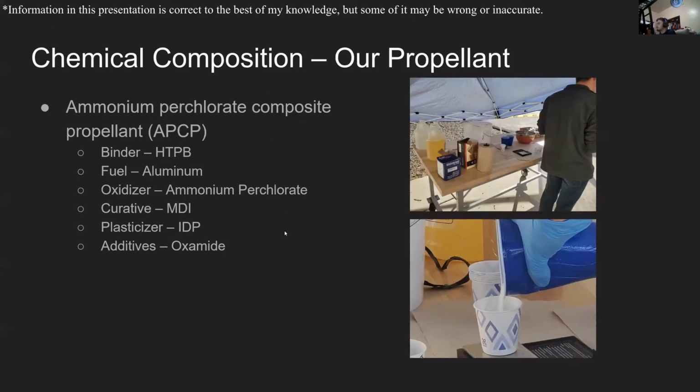Our propellant is a little different. We use a few more things. We use a different binder, HTPB. We use aluminum powder as our fuel and ammonium perchlorate as our oxidizer. Then we have MDI as our curative, IDP as our plasticizer, and we use a few additives in our propellant, one of those being oxamide. The oxamide is a burn rate suppressant, so we're trying to keep our motor from burning as fast. You can see in the bottom right there's some ammonium perchlorate being poured into a cup. This is how we measure during mix sessions, but it's interesting to see the chemicals. We also have the chemicals up there on the table in that upper photo.